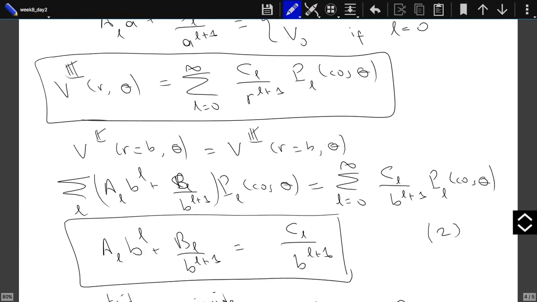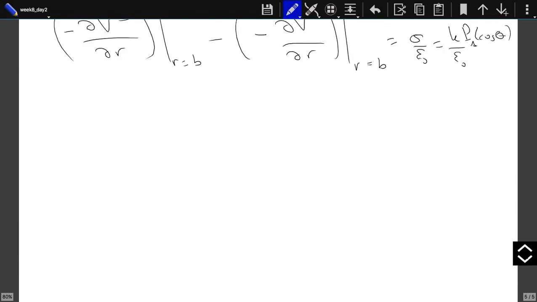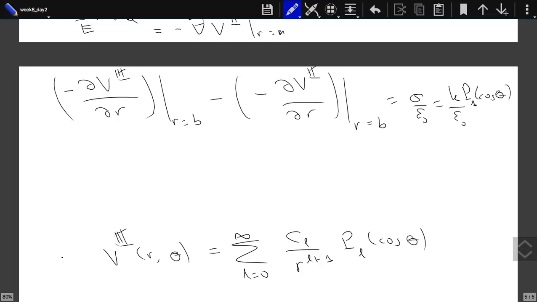So let's see. This is our V3. I need to take, on the left-hand side, the derivative of this one with respect to R, and then set R equal to B. If I do that, I will have the sum over L equal to 0 to infinity, CL times L plus 1 divided by R to the power L plus 2, now B to the L plus 2, PL of cosine theta. Well, this derivative with respect to R of this term is minus L plus 1 times 1 over R to the L plus 2, but in that definition I also have an additional minus sign. So this is the first term.